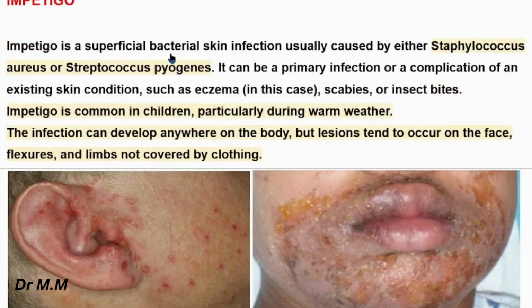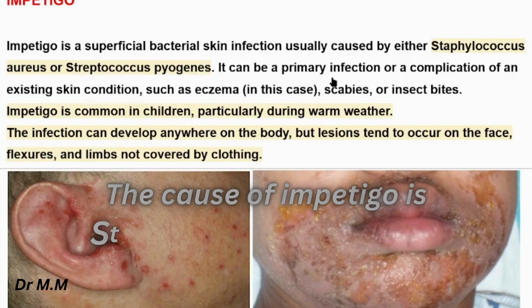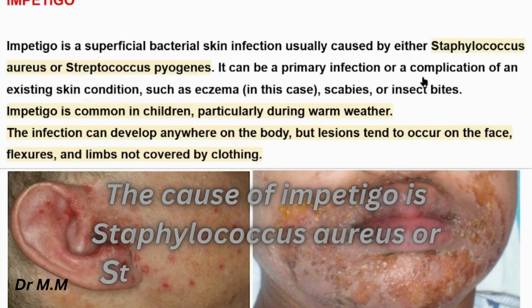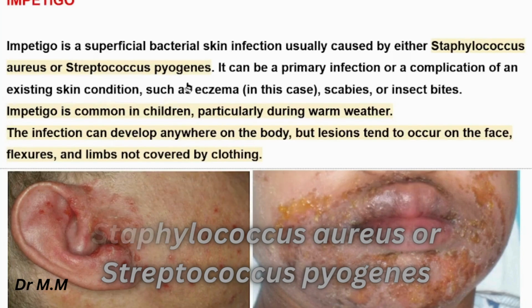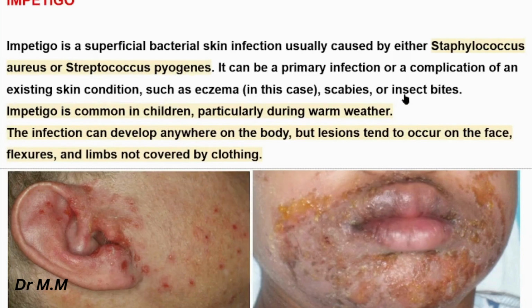Impetigo is a superficial bacterial skin infection usually caused by either Staphylococcus aureus or Streptococcus pyogenes. It can be a primary infection or a complication of an existing skin condition such as eczema, scabies, or insect bites. Impetigo is common in children, particularly during warm weather.